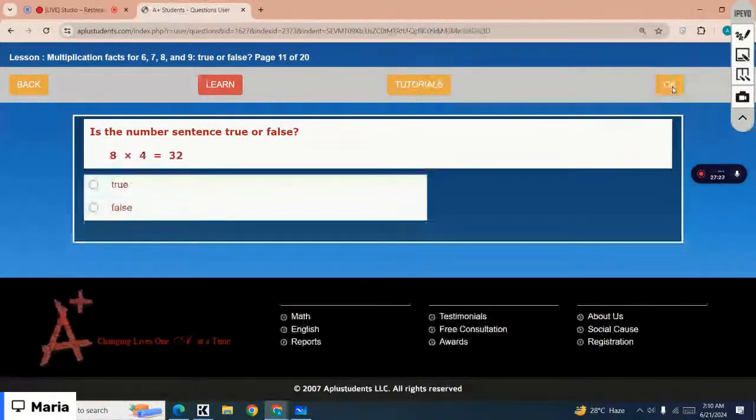Is the number sentence true or false? 8 times 4 is 32. True or false? The correct option is yes, true it is. 8 times 4 is 32. So true it is.